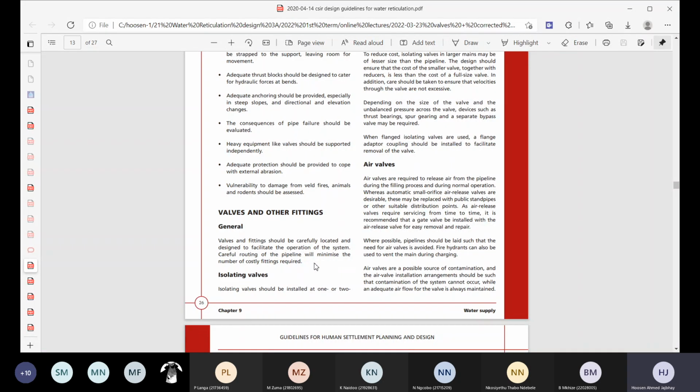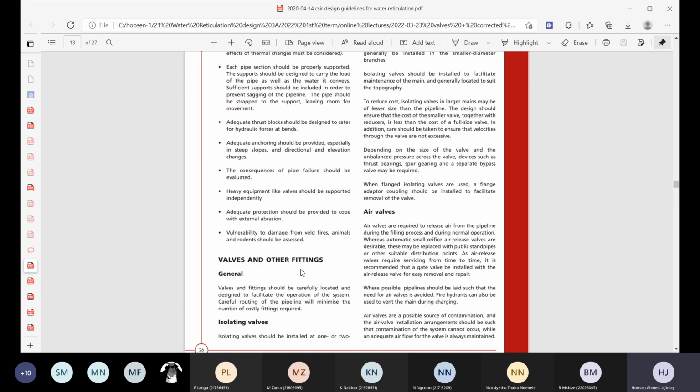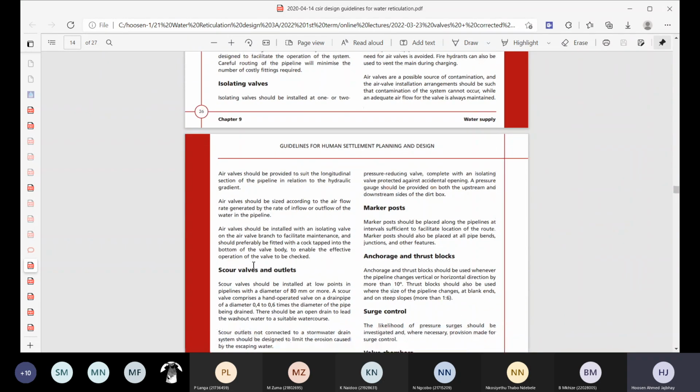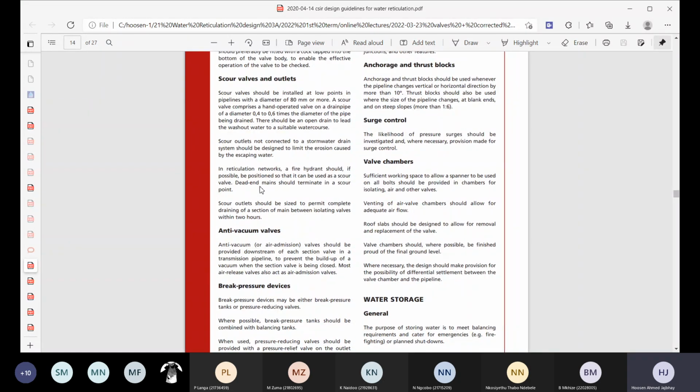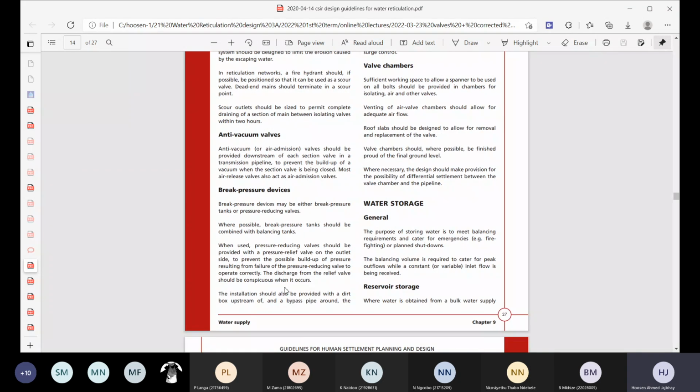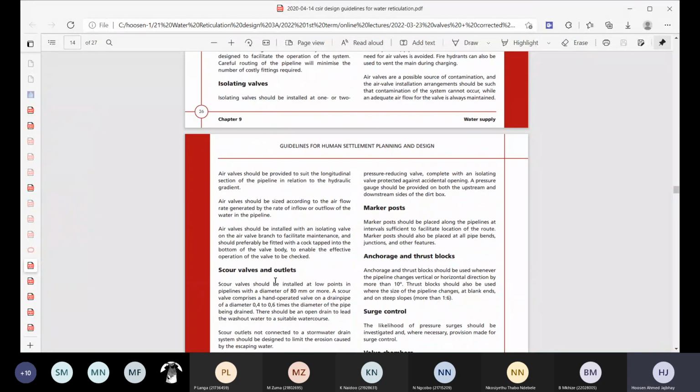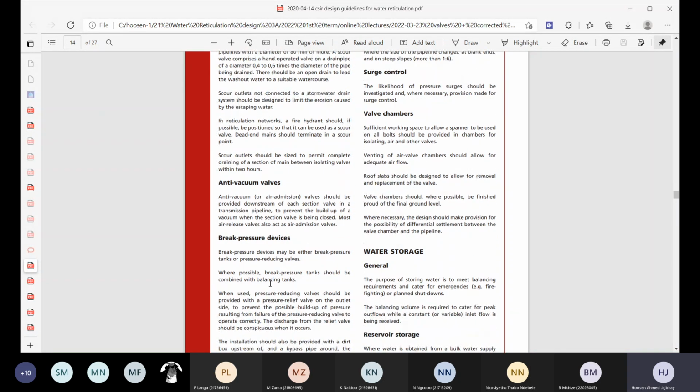It's just 1.5 pages or so that you need to read, so please do read it. You'll see that they discuss isolating valves and air valves and then scour valves. Those are the three scour valves: scour valves, anti-vacuum valves, and brake pressure devices. These are the main fittings that are discussed in this particular section.